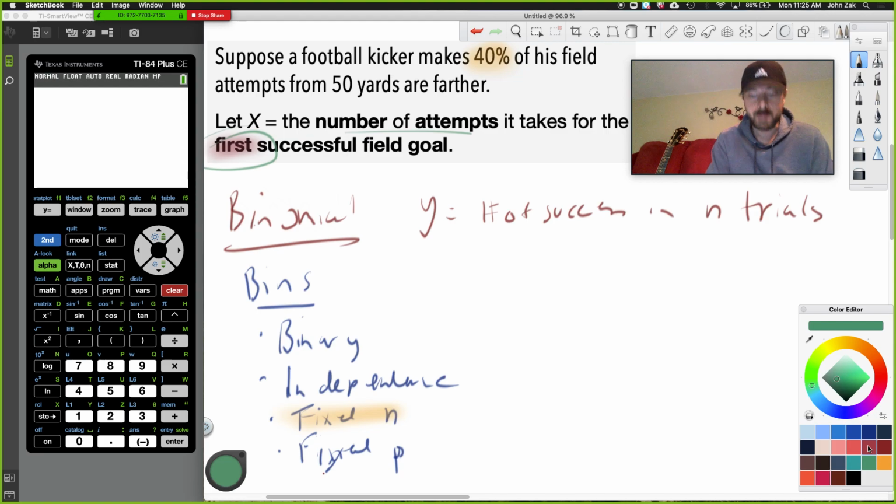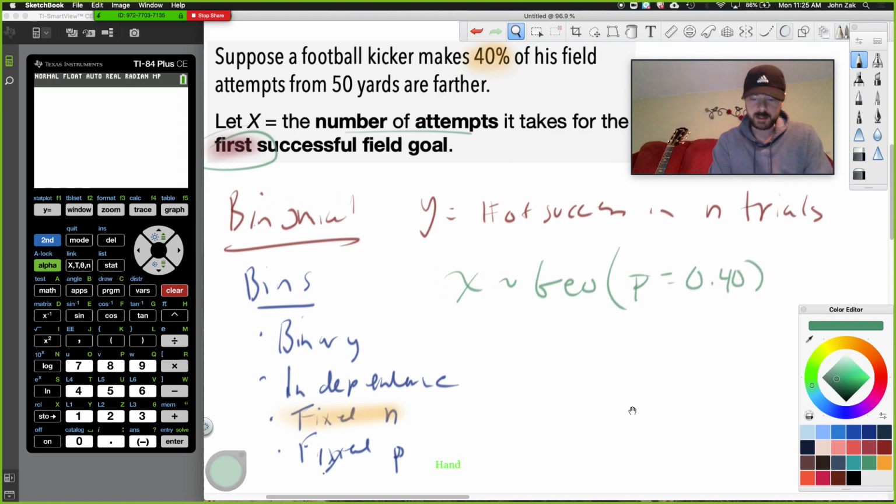So how would we think about this scenario? We're going to call this a geometric. A geometric fundamentally has only one parameter. If we said some variable X is geometric, and usually we write geo to represent that, there's really only one parameter to think about because there's no fixed number of trials. It's just the probability of success, 40%.